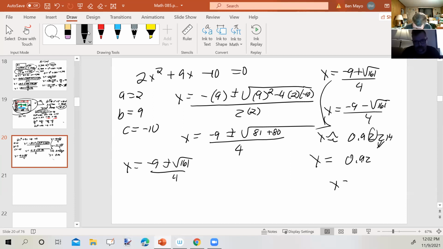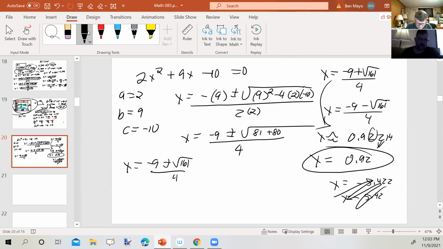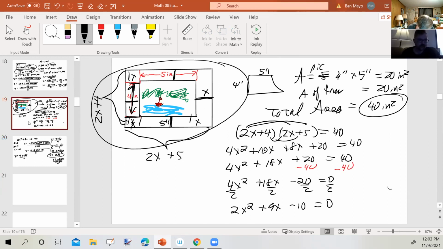Then doing the negative one, we get -5.422, so -5.42. But again, it's a distance, so the negative doesn't work. So our answer would be x is 0.92 inches, the mat around the frame. You're thinking, well, we could just say it's about an inch. But to the nearest hundredth, it would be 92 hundredths of an inch. All righty. Any questions on that?